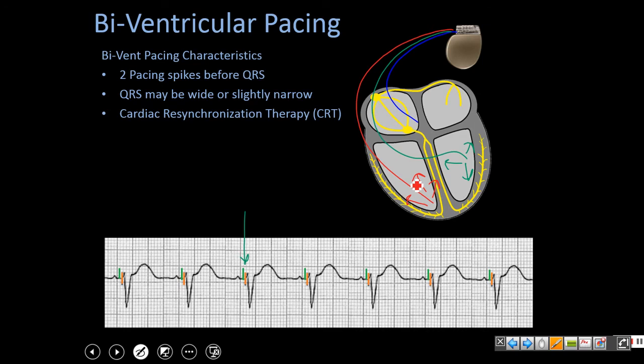And you may also see a P wave in front, so it would be asynchronous, or you may see a pacing spike in front of the P waves, which would be called biventricular pacing. So you may have the atria pacing and also the ventricles pacing, right and left both. So you would see three pacer spikes in that scenario, where you have a pacer spike in front of the P wave and then two in front of the QRS. And that's biventricular pacing.